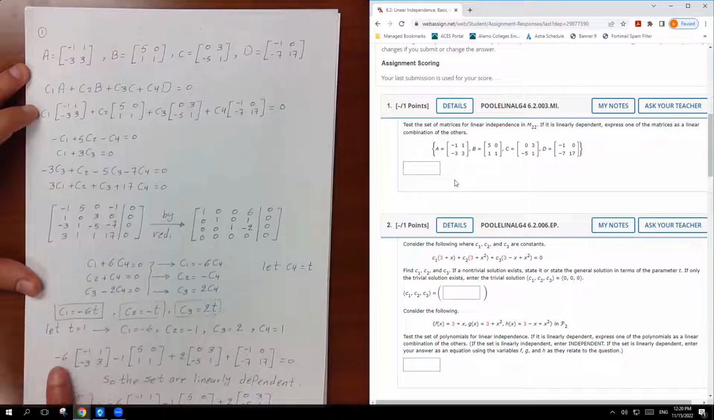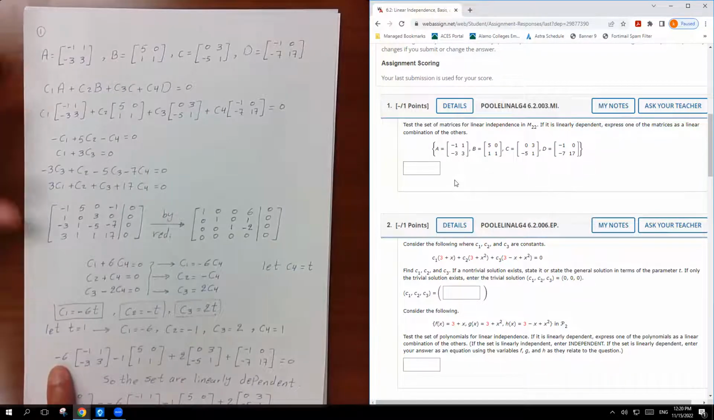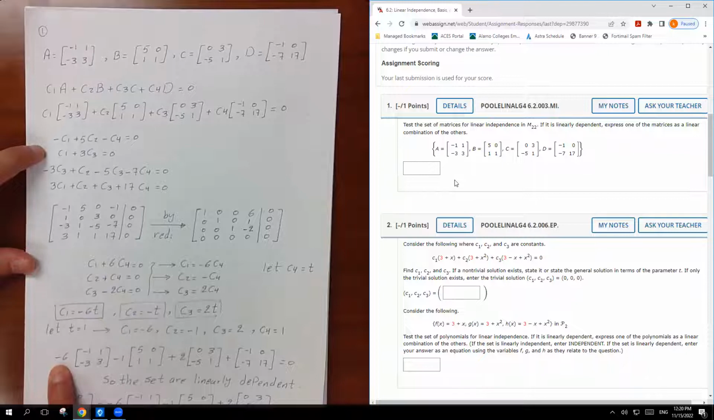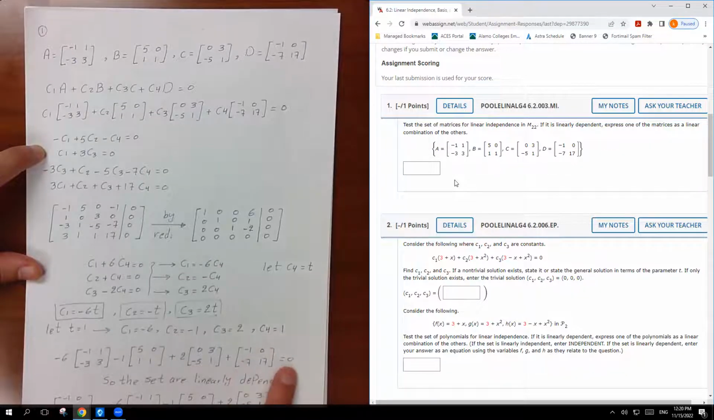So we can write down negative 6 times the first matrix A, minus 1 B, plus 2 C, plus 1 D equals 0. Let's check that. Negative 6 times negative 1 is 6. Minus 5, this is 0, minus 1. So 1 minus 1 is going to be 0. You can check both sides are going to be equal to zeros.